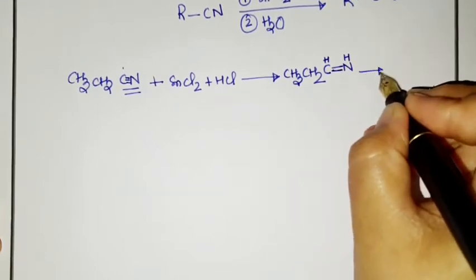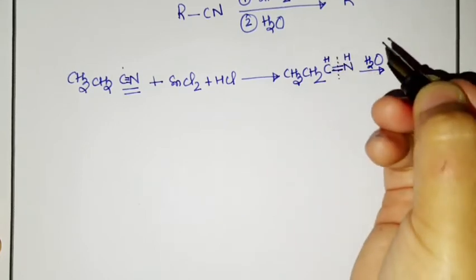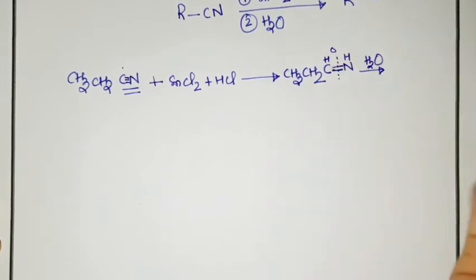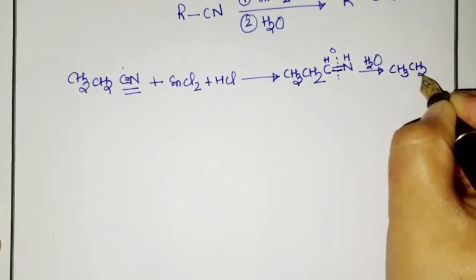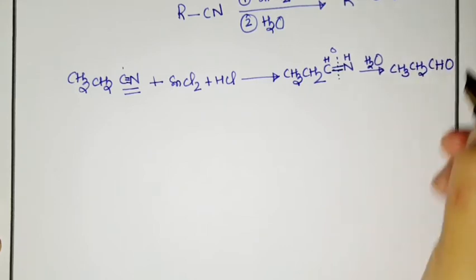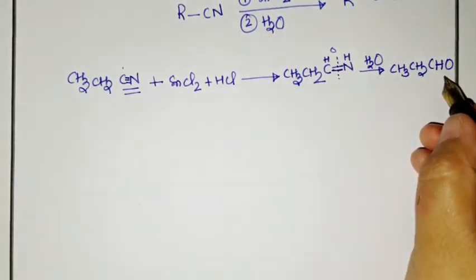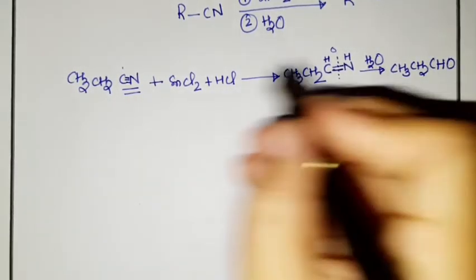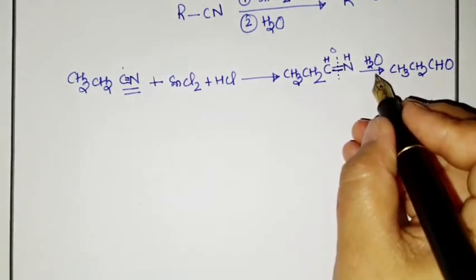Okay, upon hydrolysis, what happens? Like simply, though this does not happen, here it gets oxygen. Okay, we'll get CH3, CH2, CHO as a product. So your CN here is getting converted to CHO at the end. How? Reacting it with stannous chloride, HCl, followed by hydrolysis.